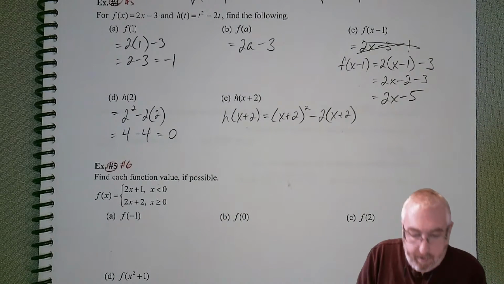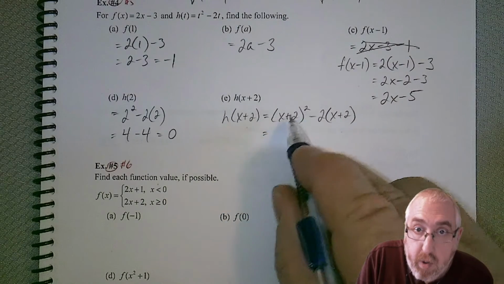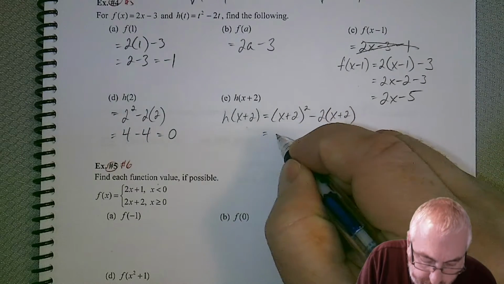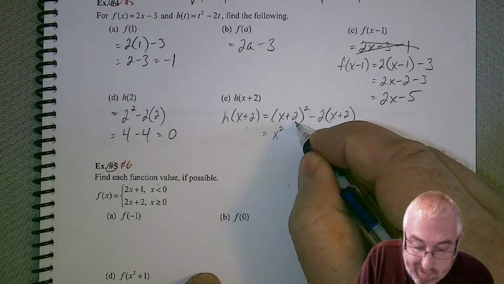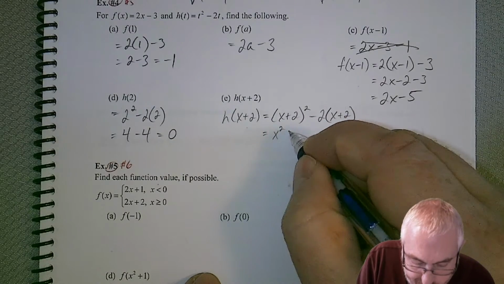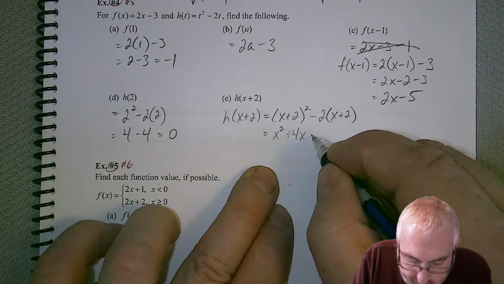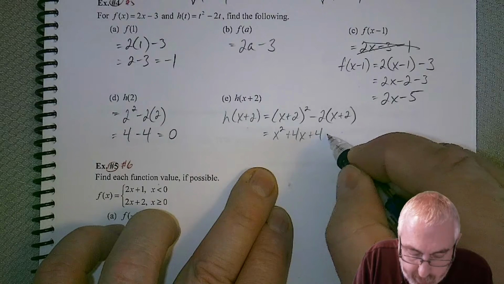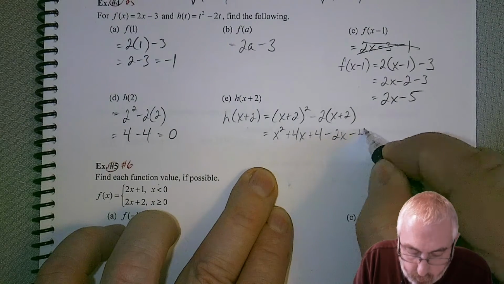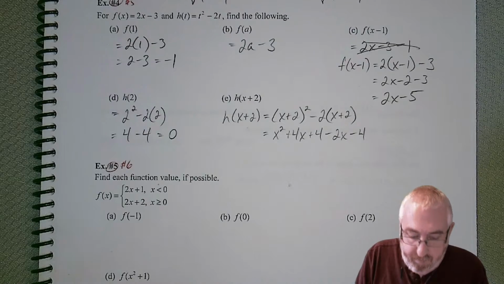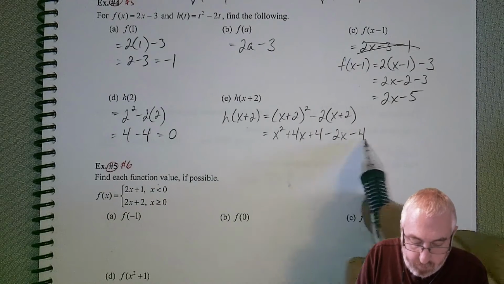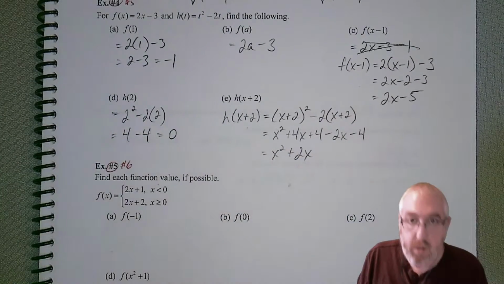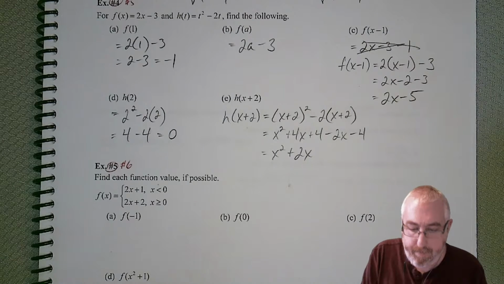And again, we got to simplify it. So we hopefully can FOIL this out in our heads. First, outside, inside, last. So we should get an x squared plus 2x plus another 2x. So that's going to be a 4x. And then we're going to have the plus 4. And then we want to be careful when we distribute that -2 in there. So minus 2x minus 4. And go a little bit further. We can combine like terms. 4's are going to cancel. The x's will combine. So it looks like x squared plus 2x. And done.